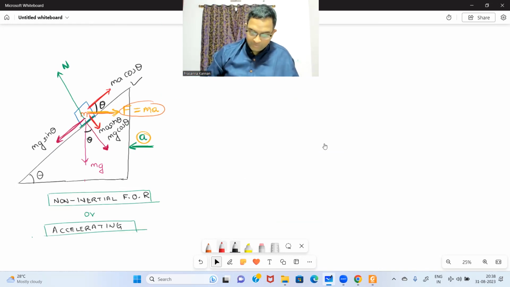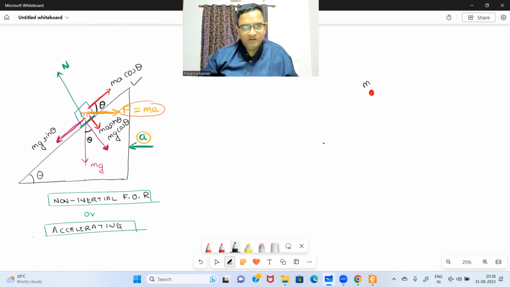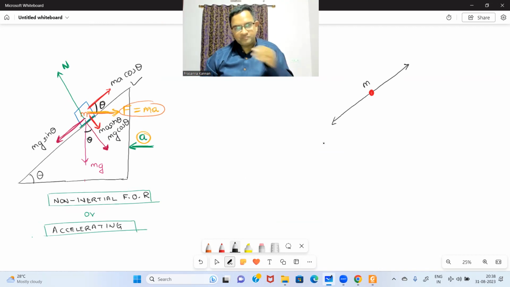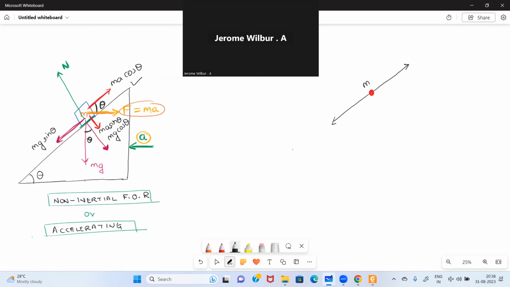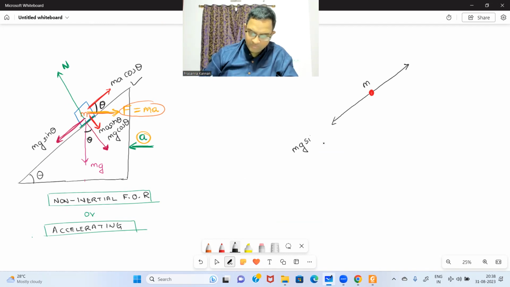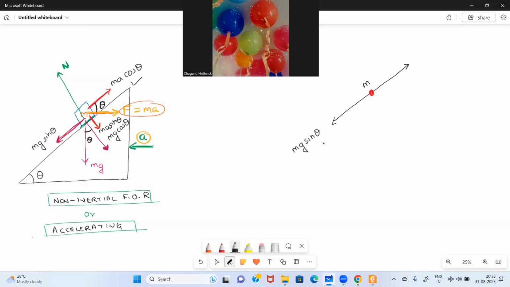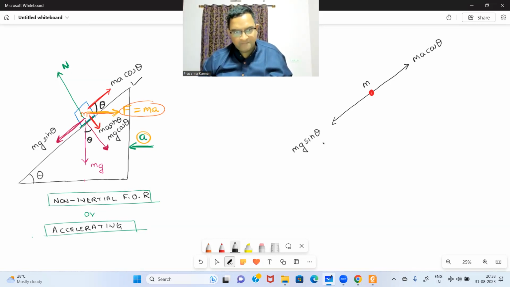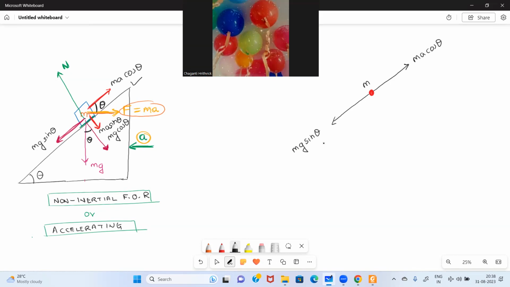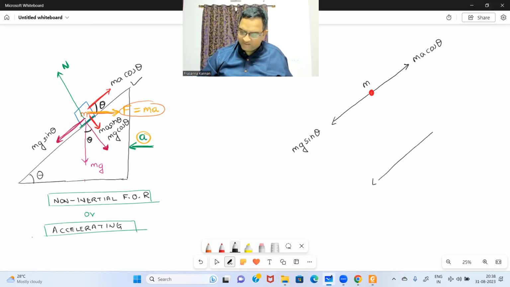So now, tell me all the components acting along the plane. Come on, tell me, guys. Let's say this is the mass m. What is the component along this side? And what is the component down? mg sin theta, mg cos theta. mg sin theta. And what is this? ma cos theta. Ah, very good. Correct? Understood? Yes, sir. Now, once again, I'm drawing x and y separately.